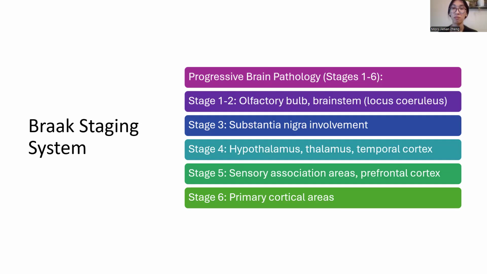By stage 4, the pathology has spread to the hypothalamus, thalamus, and temporal cortex areas. Stage 5 involves sensory association areas and prefrontal cortex, often corresponding with cognitive changes and mood swings. Finally, in stage 6, the pathology reaches primary cortex areas. This systemic progression explains why Parkinson's disease affects so many different aspects of neurological function beyond just movement.